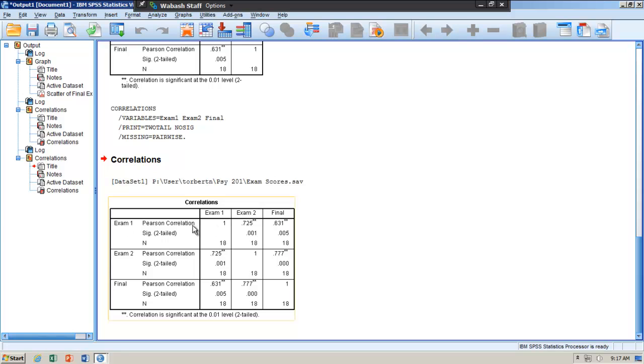0.777. Recall that along the diagonal, this shows you just the correlation of each variable with itself, and every variable correlated with itself is always a correlation of 1. It's pretty much meaningless. You can ignore the diagonal.